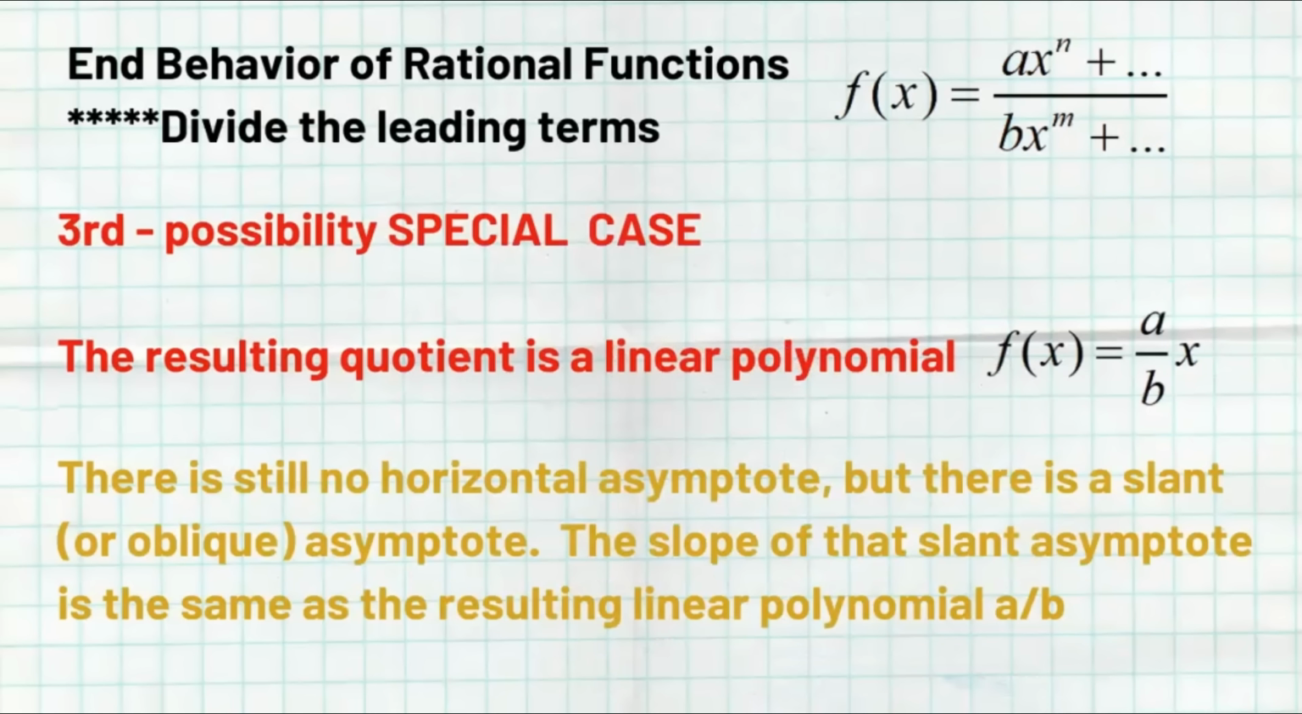Now, there's also a special case here. If the resulting quotient isn't just any polynomial, it's a linear polynomial, that means we have x to the first. That means that the numerator degree was 1 bigger than the denominator degree. This means that there is still no horizontal asymptote, but there is a slant, also known as an oblique asymptote. Now, the slope of that slant asymptote is the same as the resulting linear polynomial's a over b. So when we divide our leading terms and get this linear polynomial, that slope, a over b, is going to be the same slope as our slant asymptote. So that's another important characteristic to make sure we know as well.